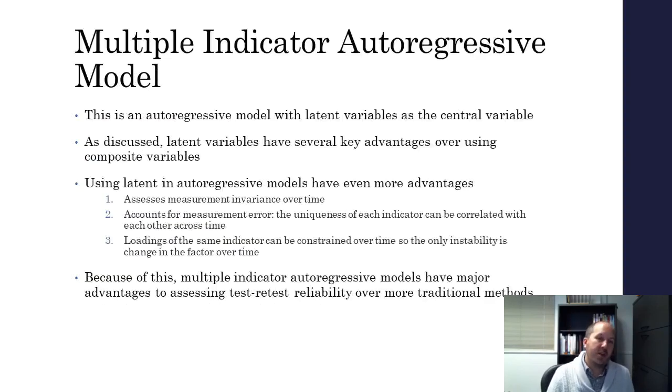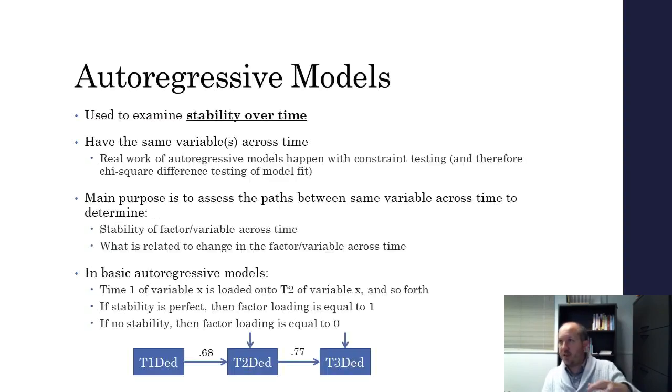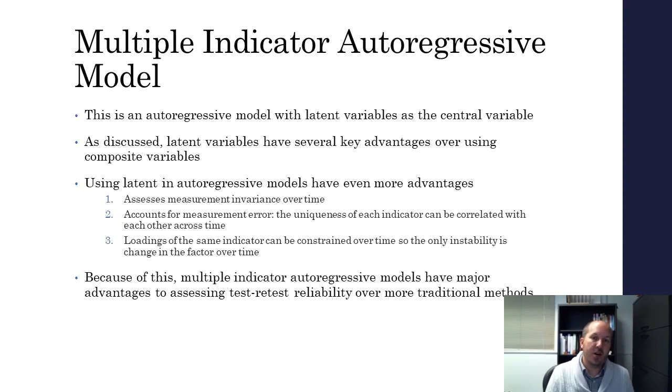So one kind of autoregressive modeling is when we do multiple indicator autoregressive models. So this is when we have latent variables, and what we're actually doing, like in the previous example here where we have time 1 dedication, time 2, time 3 dedication, these are actually latent variables rather than manifest variables. That's a multiple indicator autoregressive model.